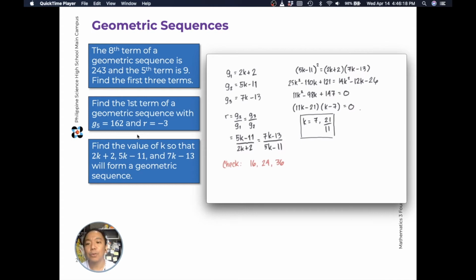Let's try 21 over 11. So, 2 times 21 over 11 plus 2, that's 64 over 11. Sorry, that's 2k plus 2. Then 5k, 5 times 21 over 11 minus 11, that will give us negative 16 over 11. And 7 times 21 over 11 minus 13 will give us 4 over 11. So, what is the common ratio from one term to the next term? I think we are multiplying by negative 1 over 4. That's our common ratio for this to be a geometric sequence.